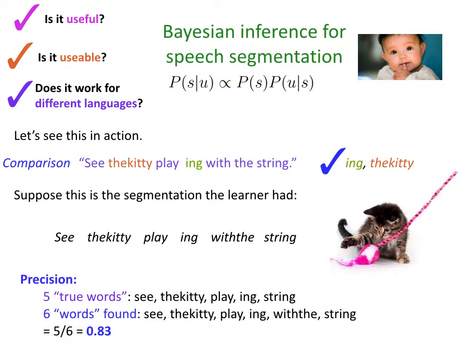And if we look at precision, again, we have 5 true words, and of the units identified, see the kitty, play, ing, with the string, only with the is wrong, right? So that's actually 6 things identified, 5 of which were actually useful units by our definition. So precision is 5 out of 6, which is really great.